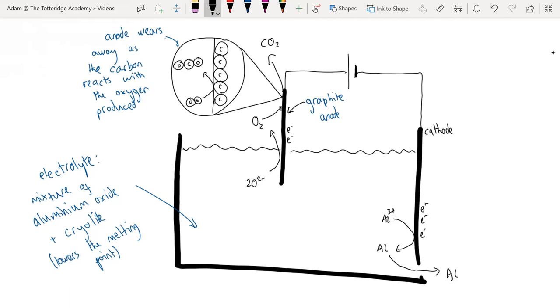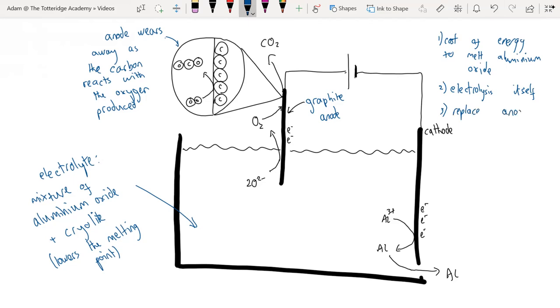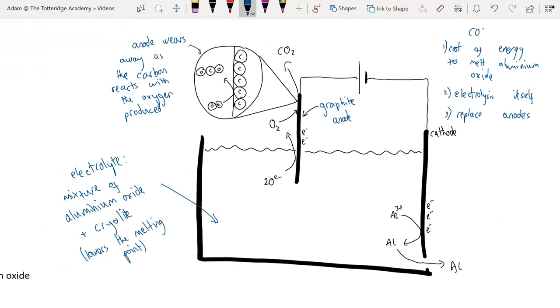So in terms of costs, what makes this thing so expensive? One, you've got the cost of energy to melt the aluminium oxide. Two, you've got the electrolysis itself. You've got to get this current flowing, and it's quite a lot of current, so that's quite expensive. And three, you've got to replace the anodes. So these are our costs.